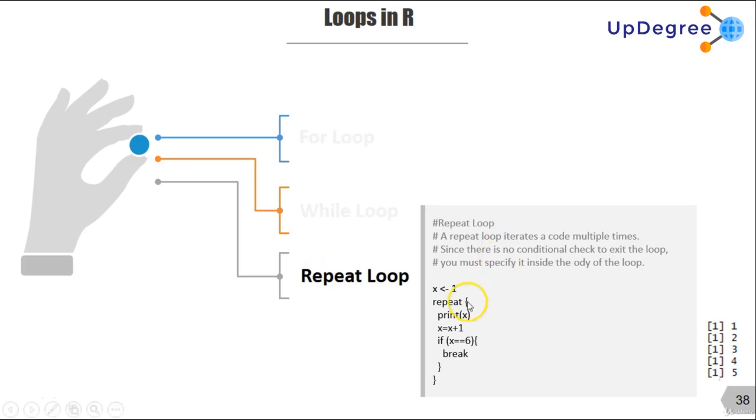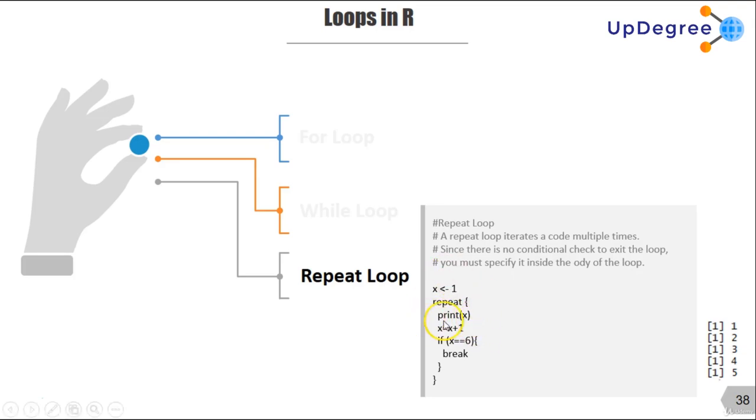We are simply saying let's start with x equal to 1 and let's print x. Before exiting you increase x by 1, and then you write the condition here. If x is equal to 6, then break, which means you exit the loop. So that is how we write the condition in a repeat loop.